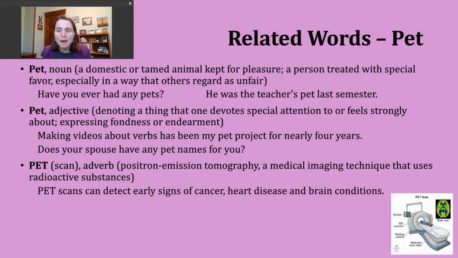Okay, and I've included a picture in the bottom of the screen of what that might look like, and you can see different parts of it labeled, but let's also read an example sentence to help us understand it just a little bit better. It says, PET scans can detect early signs of cancer, heart disease, and brain conditions. Right? So it can be a really useful medical procedure, particularly when someone is showing symptoms of a particular illness, and it can help us diagnose those kinds of problems. But it's my hope you'll never need to know that, but maybe you'll be a little better prepared in case you hear that used in a medical setting.